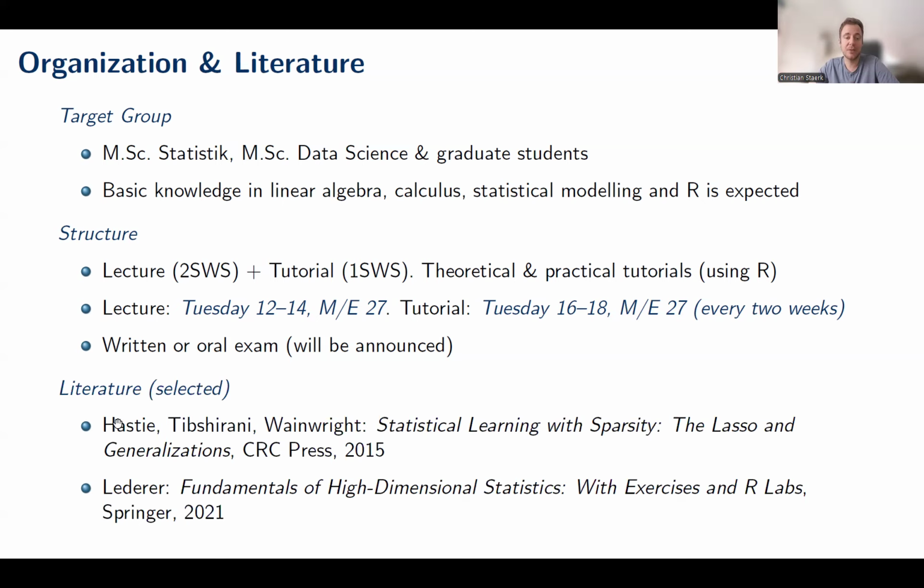And here's already some literature. So very nice books. The first one by Hastie, Tibshirani, and Wainwright on Statistical Learning with Sparsity: The Lasso and Generalizations. And the second one by Lederer, Fundamentals of High-Dimensional Statistics. It includes also very nice exercises and R labs. So if you are interested, you can already check them out.